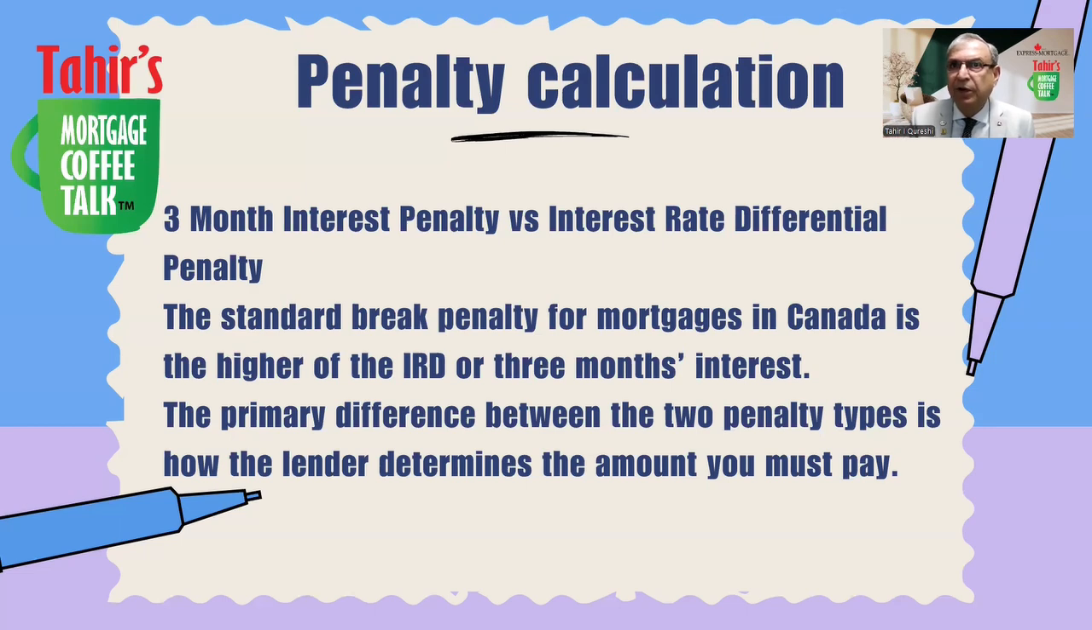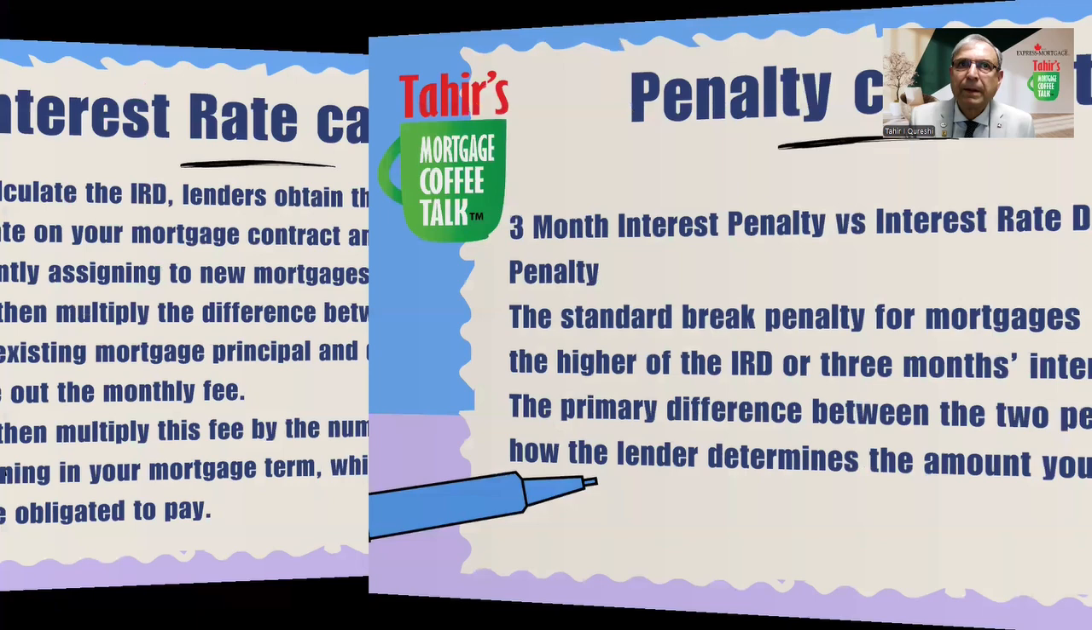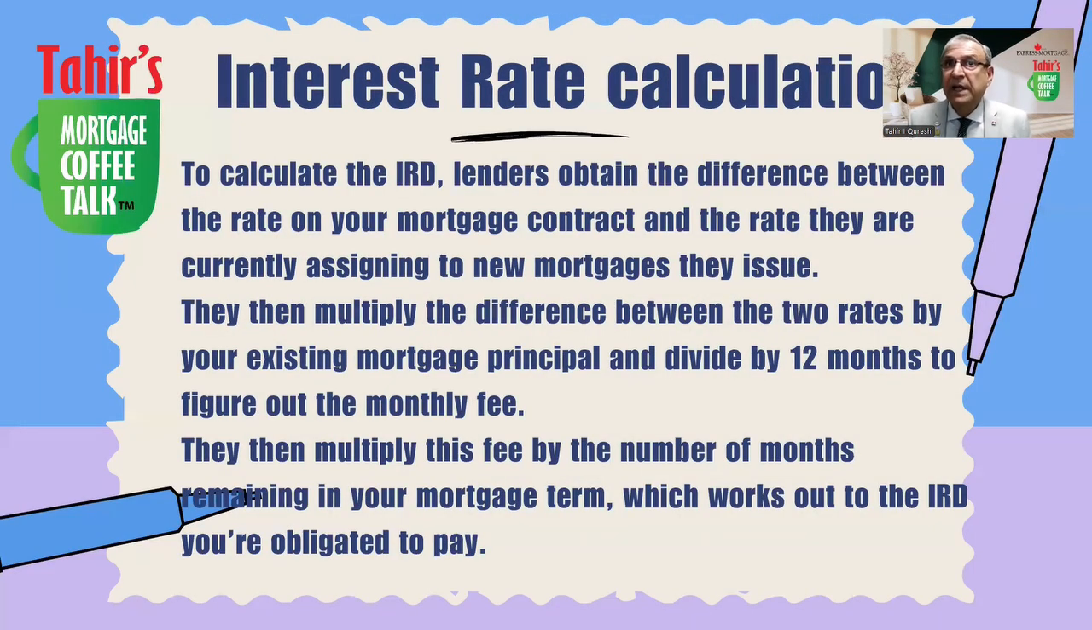The standard break penalty for a mortgage in Canada is the higher of the IRD or 3 months interest. The primary difference between the two penalties is how the lender determines the amount you must pay. To calculate IRD, lenders obtain the difference between the rate on your current mortgage contract and the rate they are currently assigning to new mortgages they issue. Then they multiply the difference between the two rates by your existing mortgage principal and divide it by 12 to figure out the fee. Then they multiply this fee by the number of months remaining in your mortgage term, which works out to be the IRD you're obligated to pay.